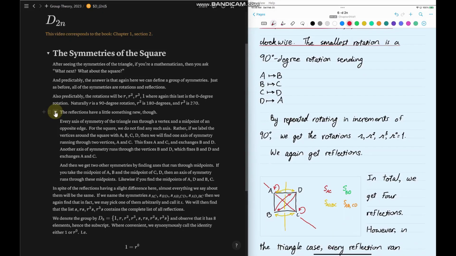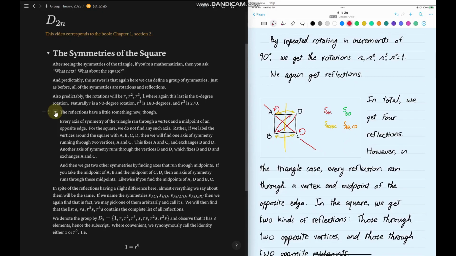The smallest rotation is a 90-degree rotation, sending A to B, B to C, C to D, and D to A. By repeated rotating in increments of 90 degrees, we get rotations r squared, r cubed, and r to the 0, which we also write as the numeral 1.